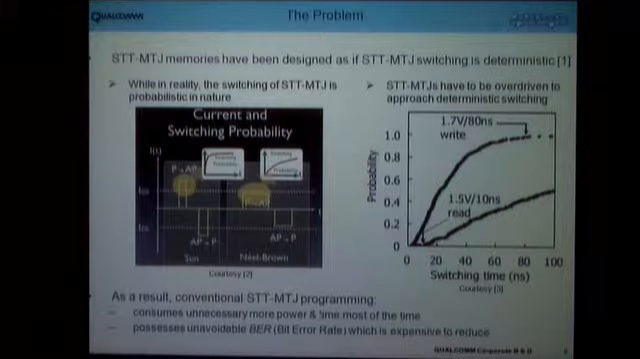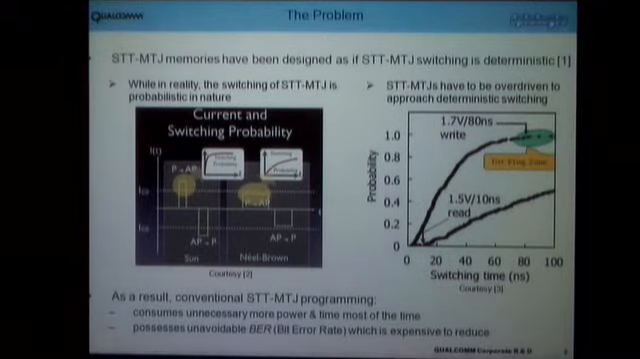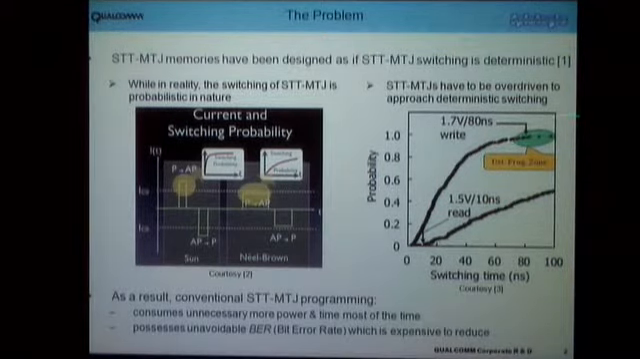We will show that this requirement actually makes STT-MTJ MRAM programming take more power and also consume more time. It also incurs unnecessary bit error rate, which is expensive to reduce, if, based on our MRAM design, we use deterministic switching. So this region used for deterministic switching, we will show you, is not the right region.